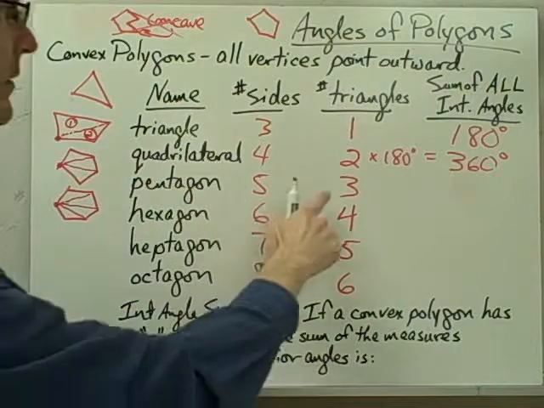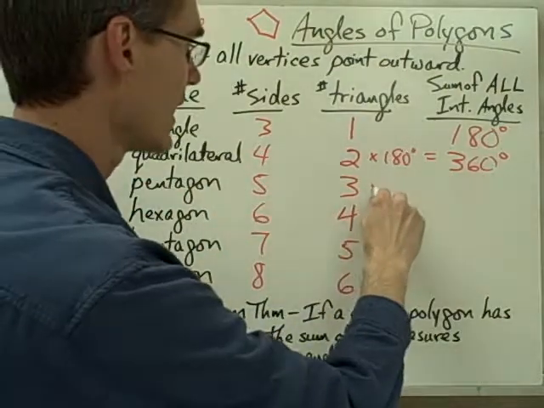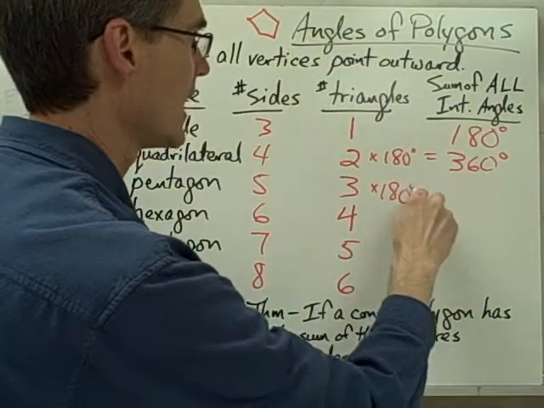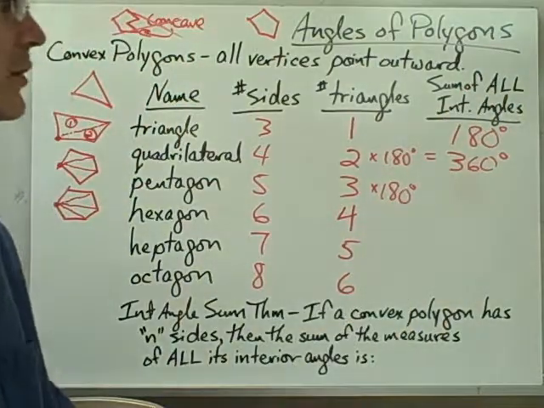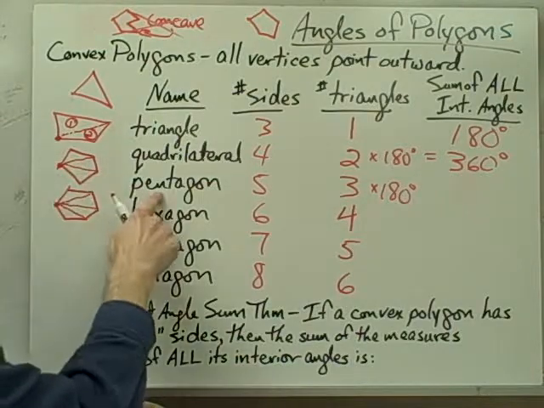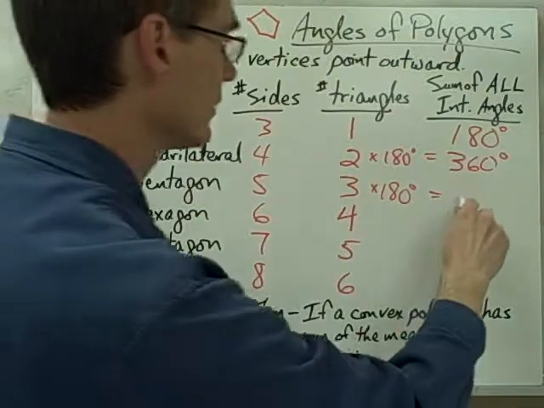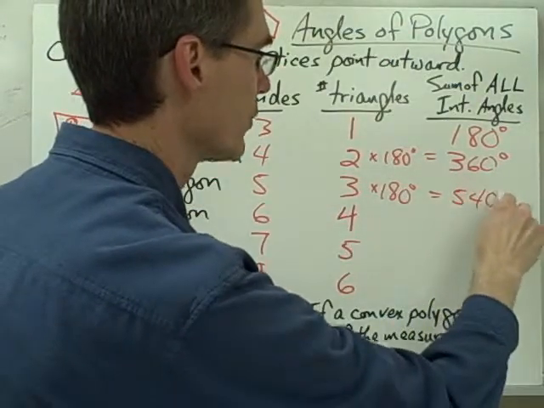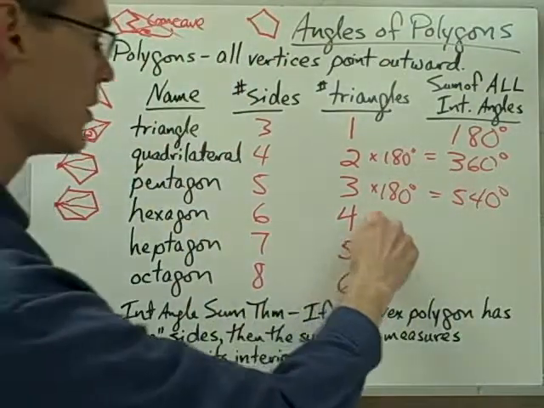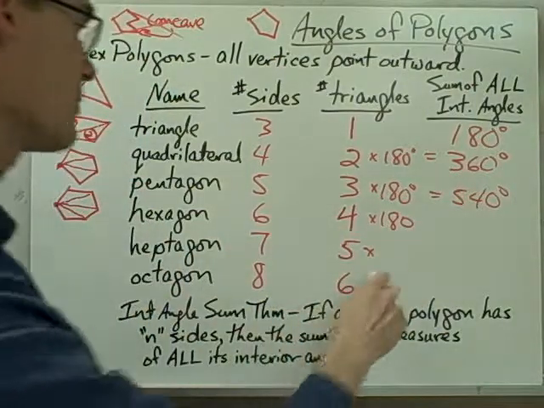For a pentagon I can divide up into 3 triangles. Each triangle has 180 degrees of interior angles. If I multiply that times all 3 of the triangles in my pentagon, then I get 3 times 180, which is 540 degrees. And you can keep on going with each one of the remaining convex polygons here.